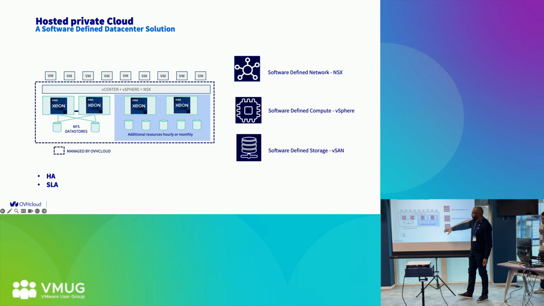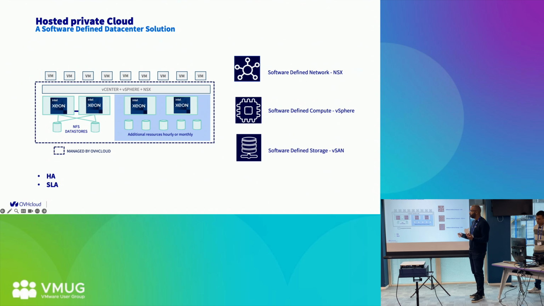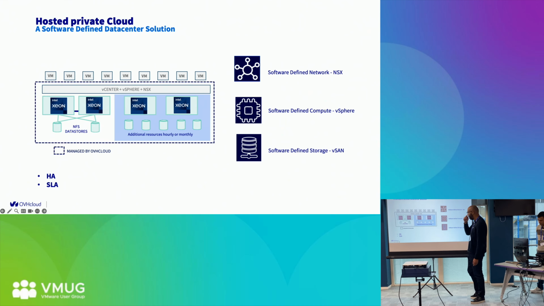We do have HA, so DRS, HA, and vMotion are all supported. And it's all backed by SLAs. I think for the service it's 99.95, if I'm correct. So that's basically the SLA for that.